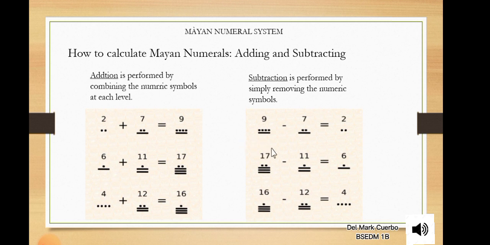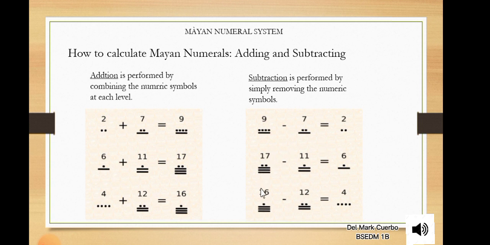Another example, we have 17 minus 11. 17 is represented as 3 bars with 2 dots, because 3 bars is 15, and 2 dots makes 17. And minus 11, which is represented as 2 bars and 1 dot. So 10 plus 1 is equal to 11. We are going to subtract it. So 17 minus 11 is equal to 6. And how are we going to write 6? We are going to write it as a bar, which represents 5, and a dot, which represents 1. So 5 plus 1 is equal to 6.